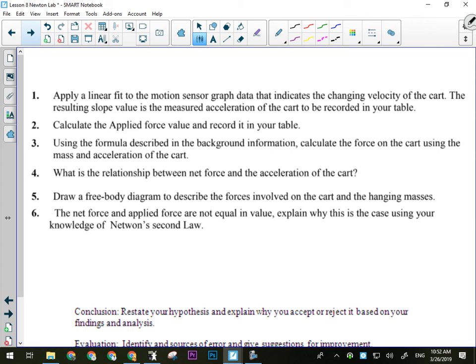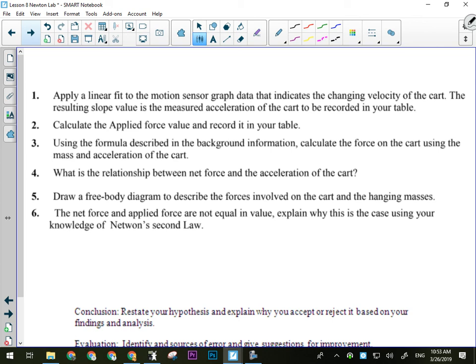Draw a free body diagram that describes the forces involved on the cart and the hanging masses. I'm going to want to see a free body diagram that shows the hanging masses and the cart, and this is where you identify those forces. You'll have calculated your net force already and compared it to your applied force, and you're going to ask: is this force involved? Which way did it pull? How did it affect this? All of that kind of stuff.